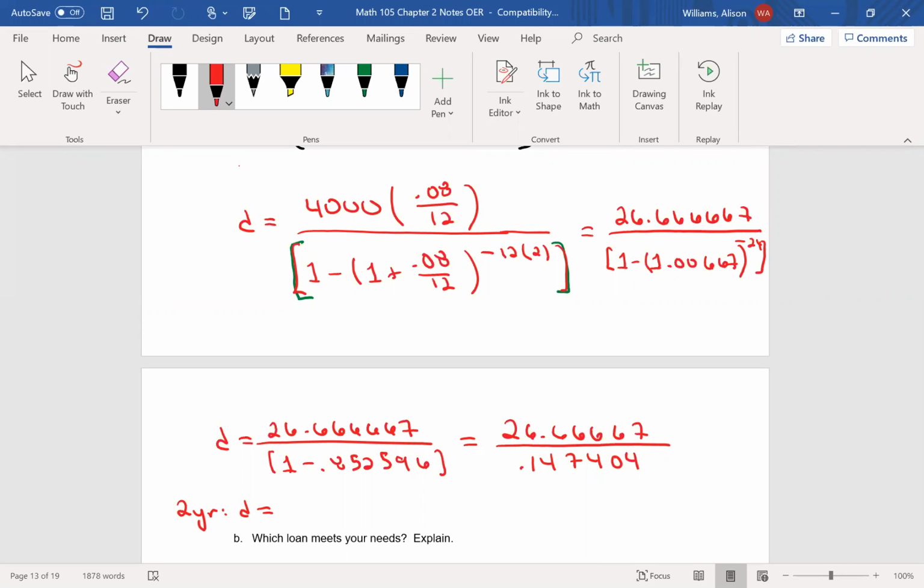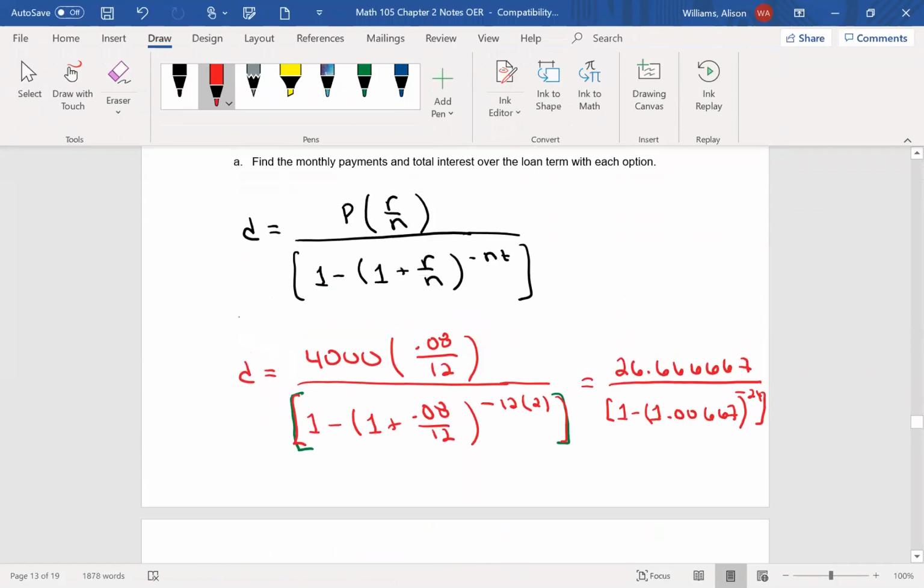Which gives me 180, and I'm going to round to 0.91. Okay, so if you got a little bit different from rounding, it's okay, but you do want to get very close to this number. All right, you want to get as close as you possibly can. Okay, so we're going to redo this, but we're going to do it for the 3-year.